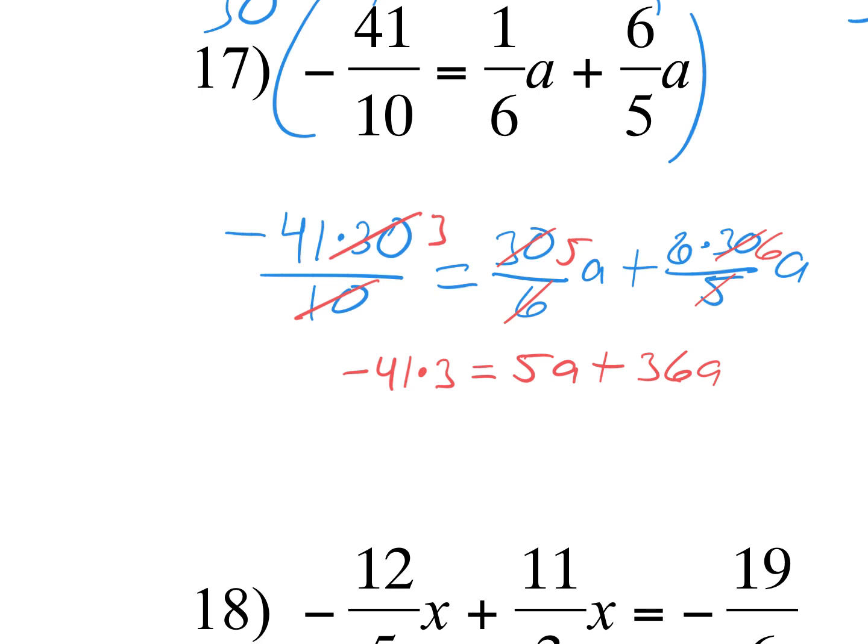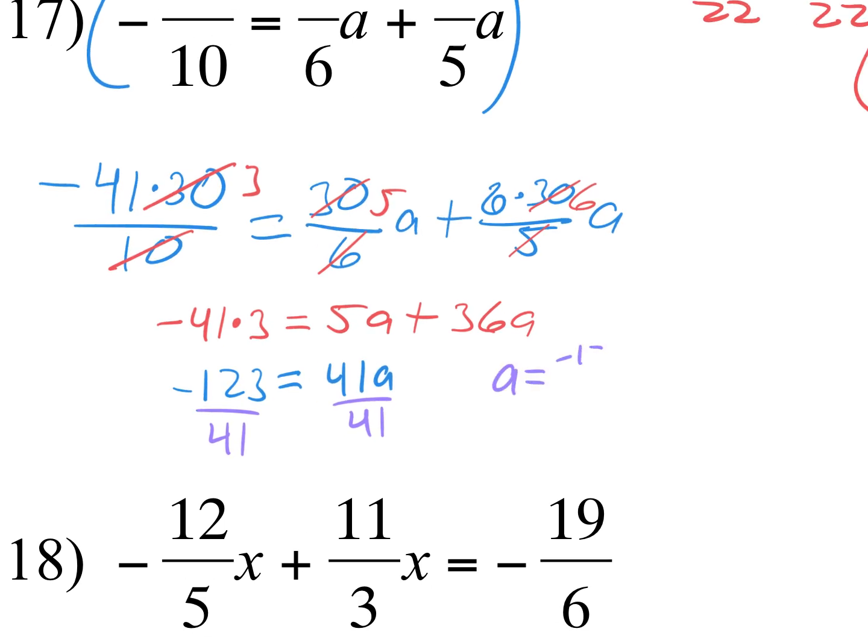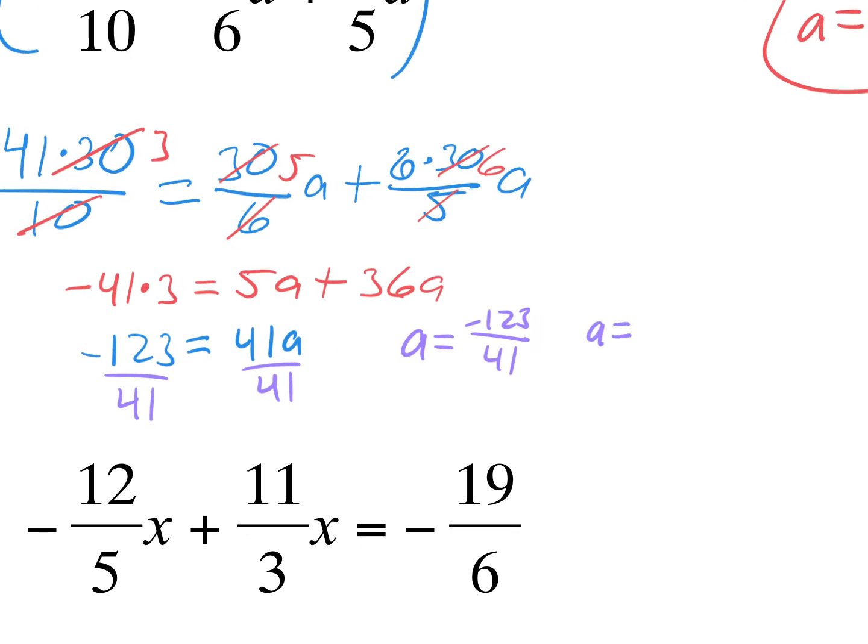So you do this and it should get you, I believe, negative 123. So negative 123 equals, and then combine like terms here. So 5a plus 36a should get you 41a. And now we want to divide both sides by 41. So then we get a equals negative 123 divided by 41. But remember, we kind of just did this. We did negative 41 times 3 got you negative 123, and we're dividing by the same number. So in this case, we get a equals negative 3.